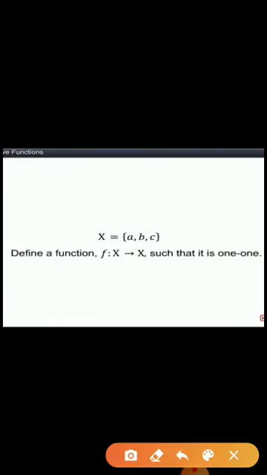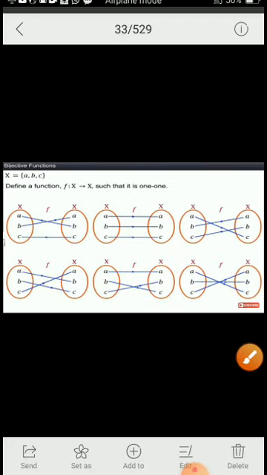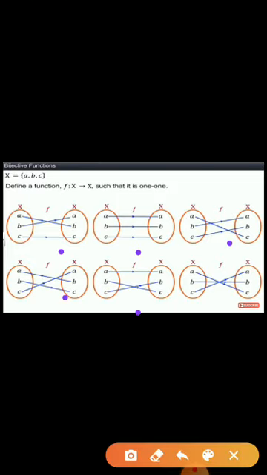Now suppose a function f is defined from X to set X, that means your domain and codomain are the same set X. X contains 3 elements. Then these are the different types of 1-1 functions I can have. Okay, these are all possible. Now if you observe here, these all are 1-1. And can you say that each function is an onto function? Yes. Check the codomain. Every element of codomain is having your pre-image.